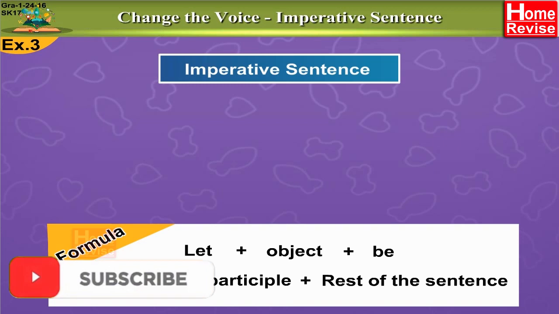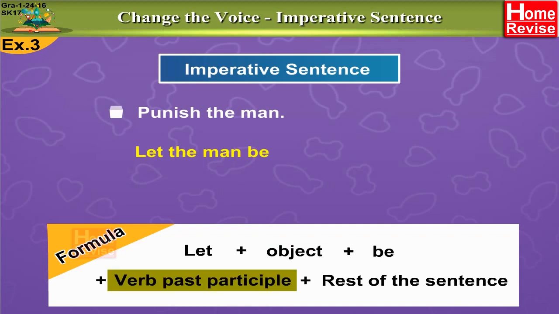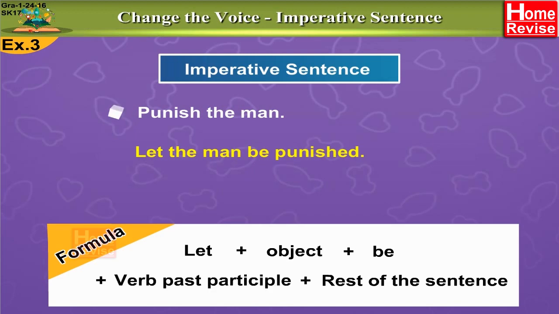Let's take another example. Punish that man. Punish whom? The man. So the man is the object. As per the formula, begin the sentence with let. Let plus the object, the man, plus be, plus the past participle of the verb punish is punished, and that's it, because there is nothing extra in the sentence. So your answer is let the man be punished.